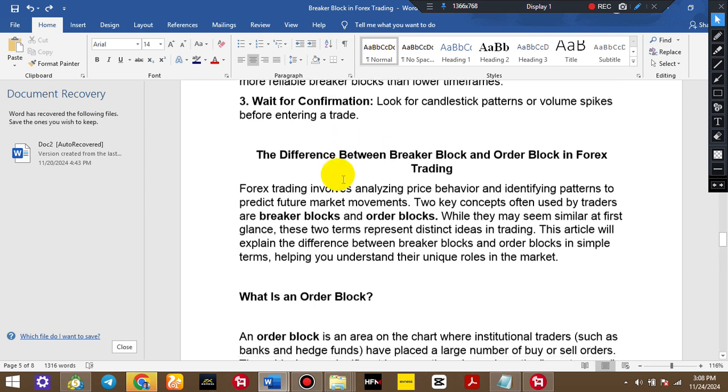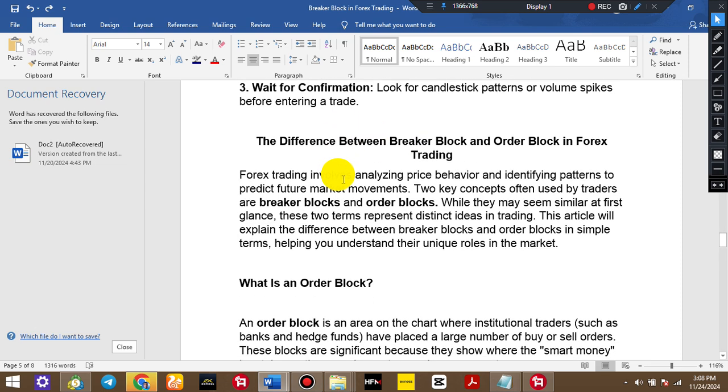Now, the difference between breaker block and order block. Yes, there is a very huge difference between these two concepts, because when you hear breaker block and order block, it makes some traders get confused. Which one is breaker block and which one is order block?